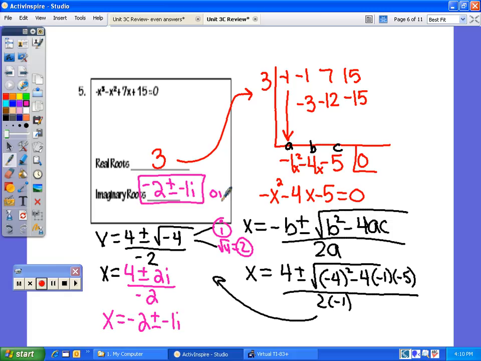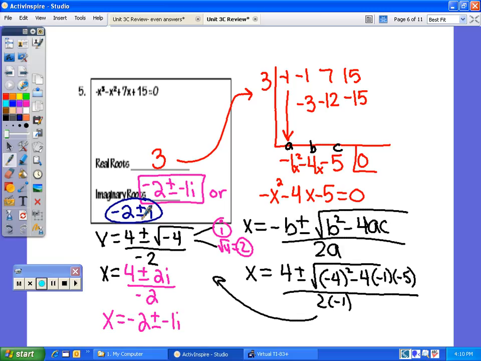Or if you simplify it one more step, you have negative 2 plus or minus i. And that's because I carried over, like I distributed this minus and minus, it became a plus. And I distributed this plus and minus and became a minus. So that's where that came from.